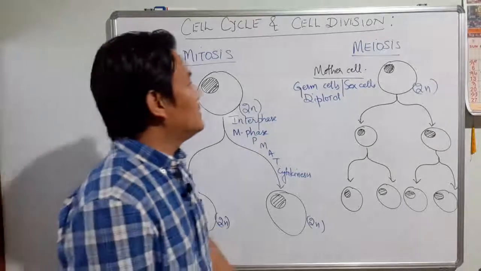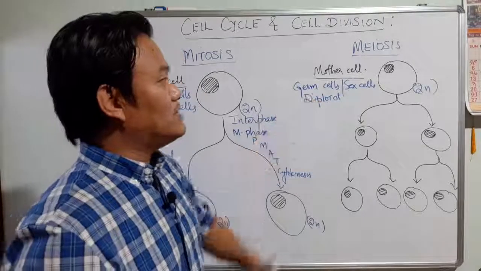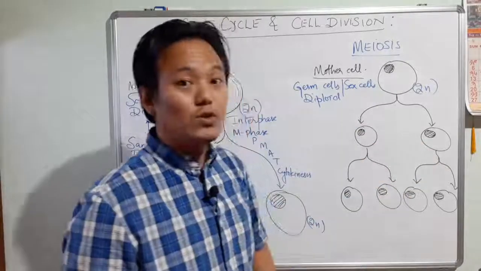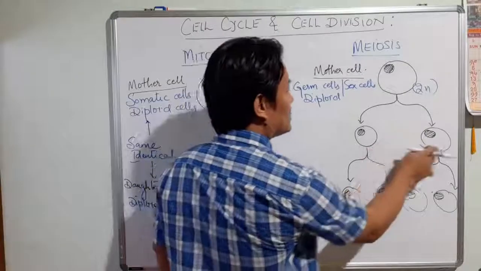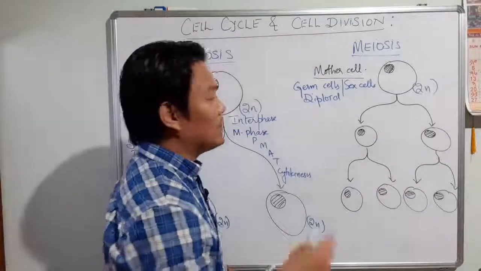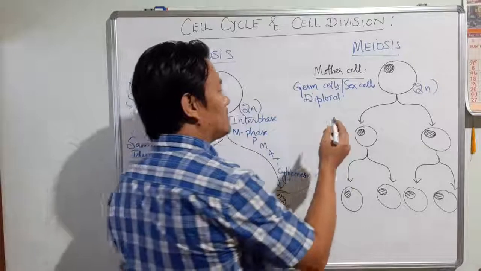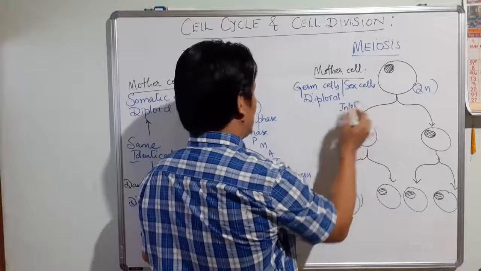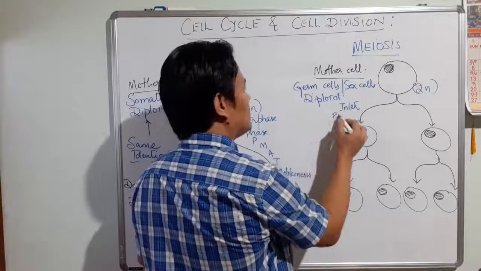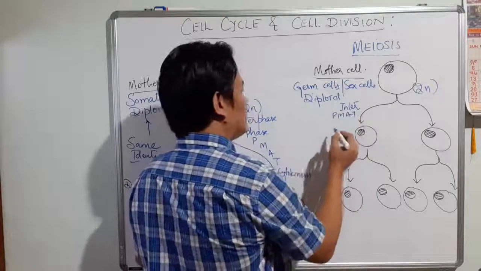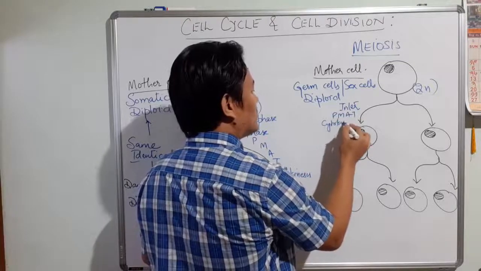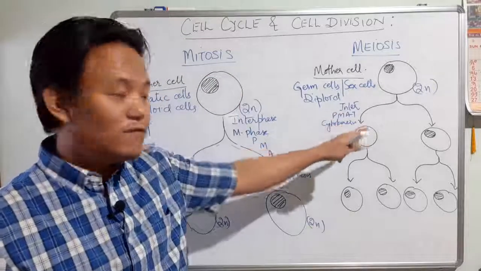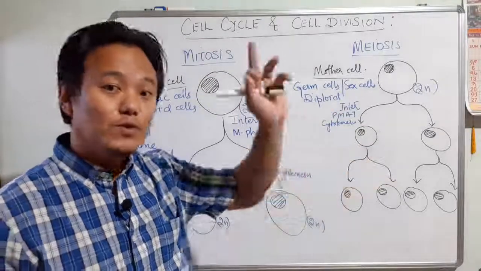The mother cell undergoes cell division and gives rise to 2 daughter cells over here. It goes through interphase, prophase, metaphase, anaphase, telophase and cytokinesis, and gives rise to 2 daughter cells.